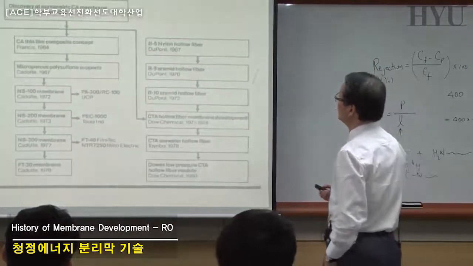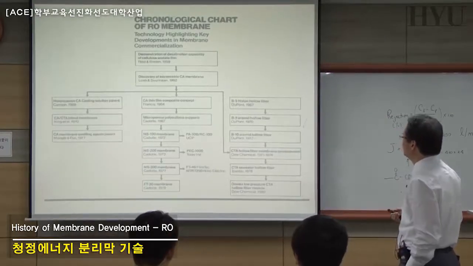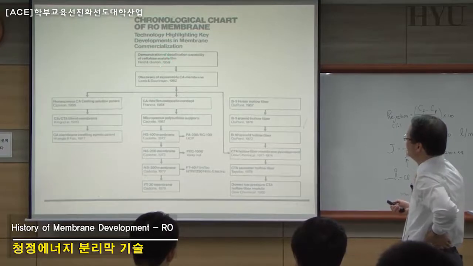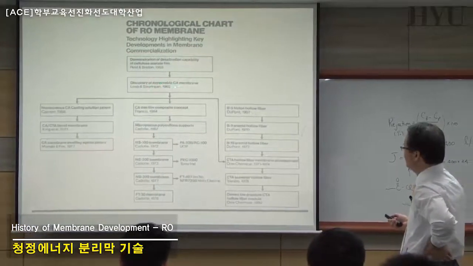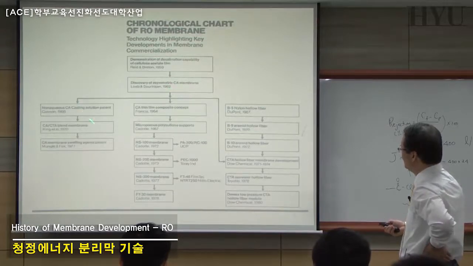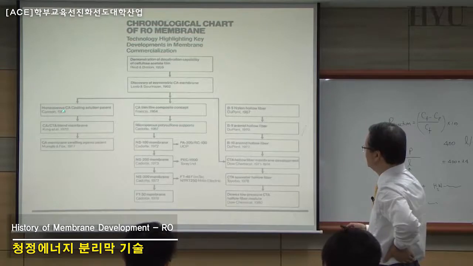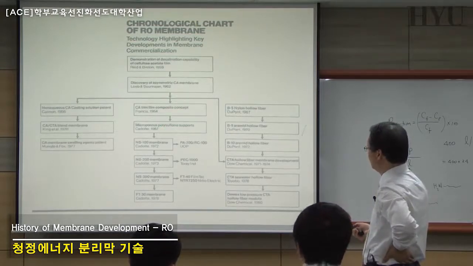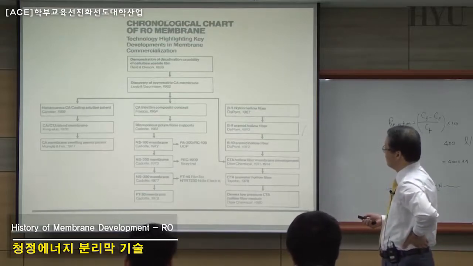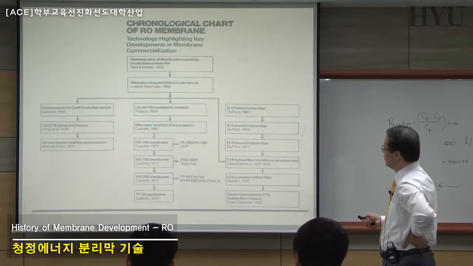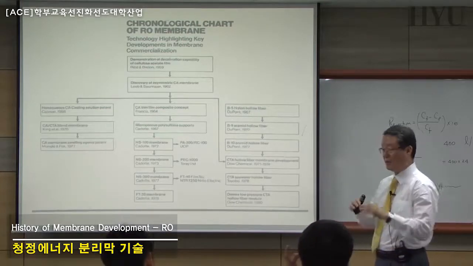Okay. This is the chronological chart of the outer membrane. I obtained this chart from Cadot a long time ago. As you can see here, the first, always the first, is the cellulose acetate film from Reid and Breton in 1959, then the discovery of the asymmetric membrane, Loeb and Sourirajan in 1962. And there are three categories. The first category is about cellulose acetate. The second one is about the modified films. In other words, you can have cellulose acetate films, or the asymmetric polyamide TFC membrane.